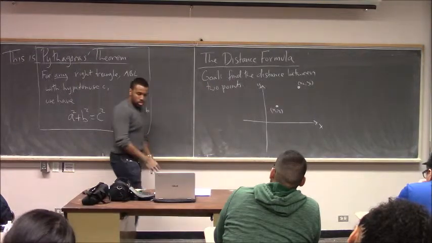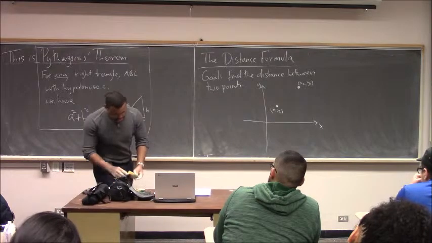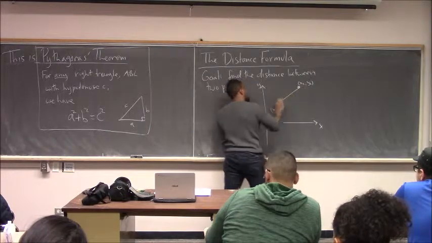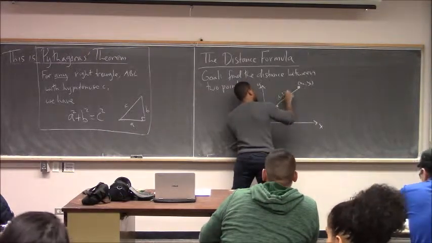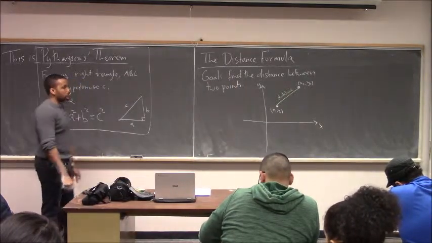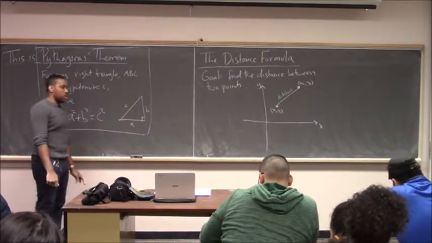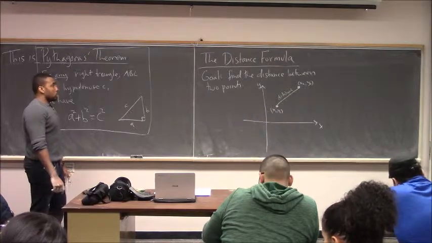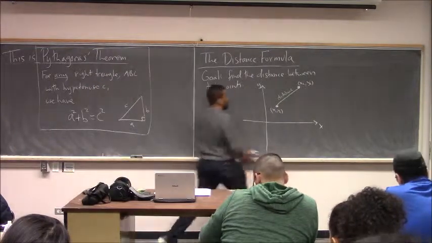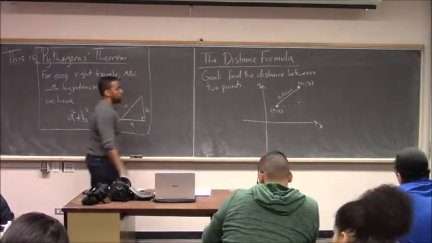Now, what I'm concerned with is this guy. I want the length of this, which is the distance between these 2 points. The shortest distance between 2 points is a straight line. And so usually when you want to measure the distance between 2 things, you're thinking about a straight line distance. The trick here is to recognize that I can kind of create a right triangle. Okay?